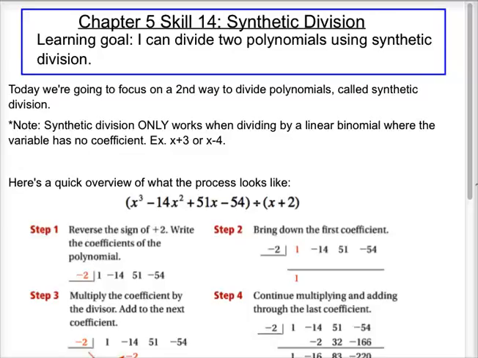Welcome back. So the other type of division that I referenced, there's two types. The second type is synthetic division. Now this is my personal favorite. I love synthetic division. I find it easier than long division. Unfortunately, it only works with linear things where the x has no coefficient with it. Okay? If the x has a coefficient with it, that means you have to deal with long division. Otherwise, you can use this synthetic division, this shortcut division.